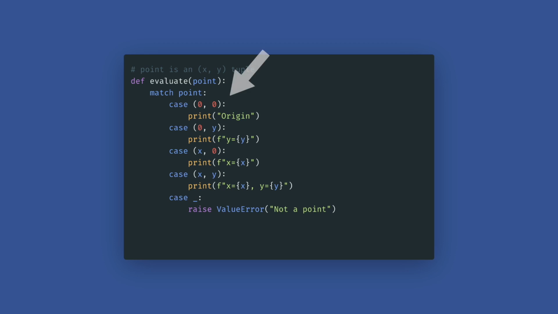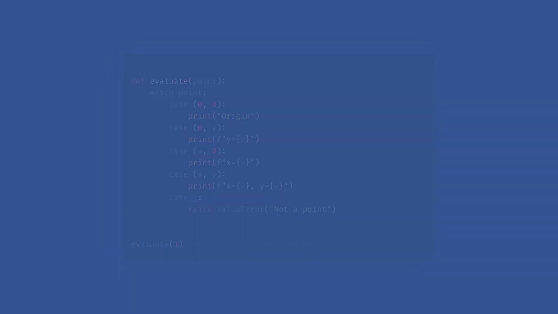Patterns can look like unpacking assignments, and the pattern may be used to bind variables. In this example, we match a tuple here, and the data point can be unpacked to its x and y coordinate. We can then use the bound variable in the execution statement.